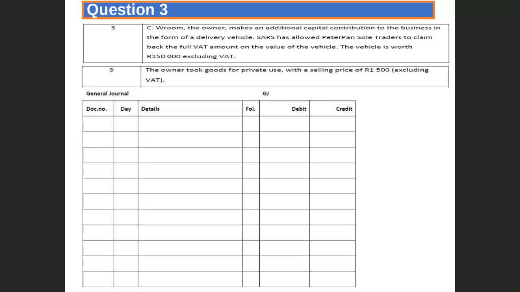Okay, let's go to the GJ. Okay, guys. Again, I put everything here. So for the GJ, we need to read first. Firstly, the owner made a capital contribution. It's important. In the form of what? Vehicle. And SARS allowed us. Can you see now? Because SARS sometimes doesn't allow us to claim VAT. And they say the vehicle is worth 150,000 excluding VAT.